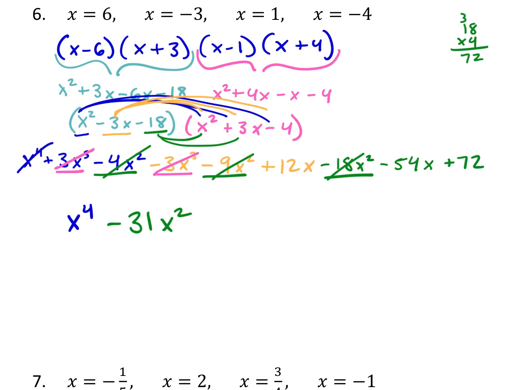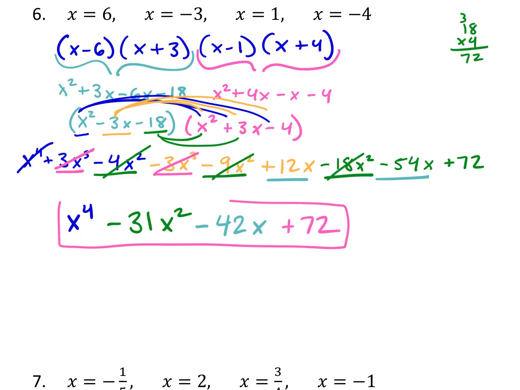Then we have our x's. What's 12x minus 54x? -42x, and then plus 72. So this would be our answer.